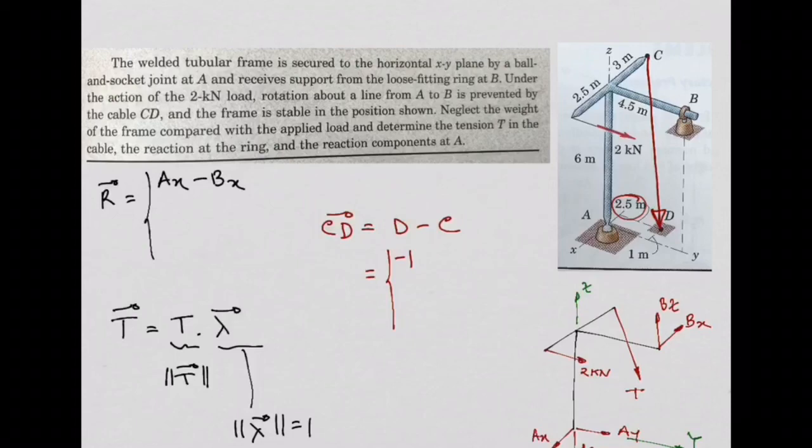No, I'm talking about the coordinates of point D, not the component of vector CD. They are different things. Okay? I think this way is less confusing for you. So the coordinate of point D in the x direction is minus 1. In the y direction is 2.5, isn't it? In the z direction is 0. Right? You all agree with me?